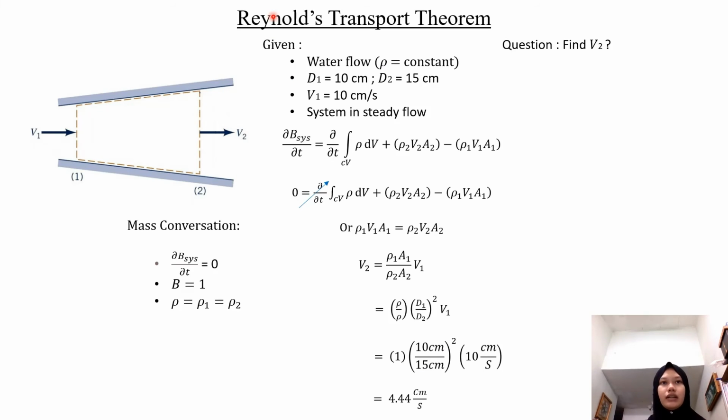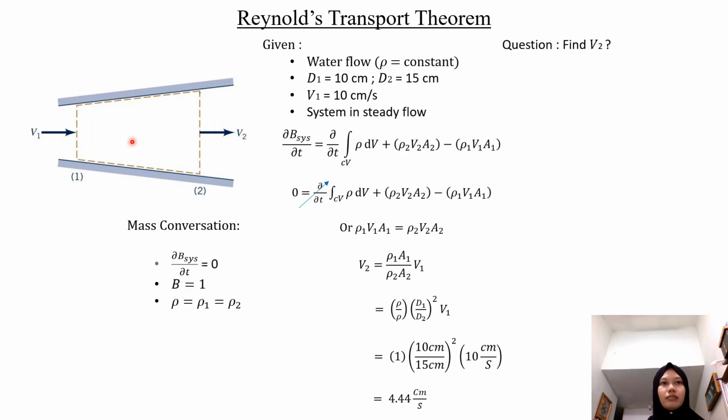For part B, the application of Green's theorem that we use in this video is the Reynolds transport theorem. From the question given, water flows with constant density, D1 equals 10 cm, D2 equals 15 cm, V1 equals 10 cm per second, and it is stated that the system is in steady flow. The question asks us to find V2.